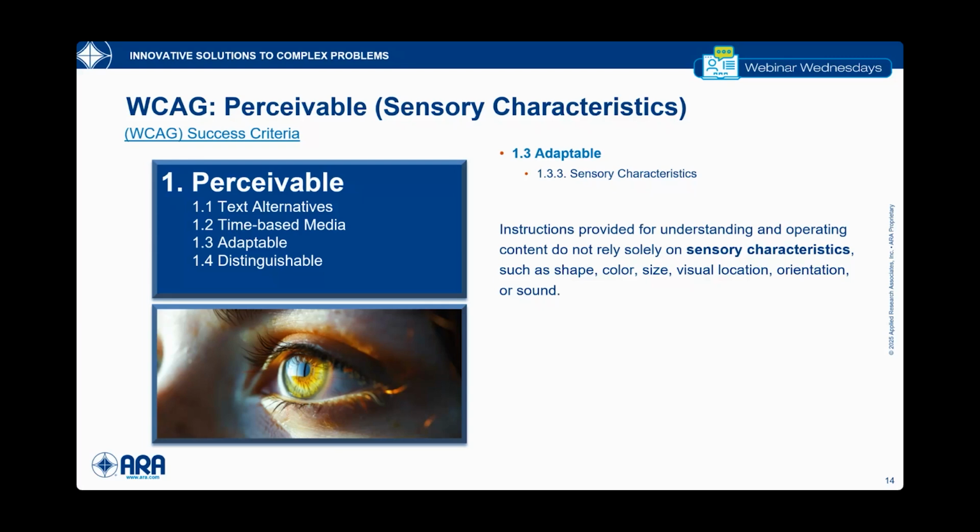To make these examples more perceivable, the instructions should be more descriptive or include labels that are clearly defined. Like instead of referring to the image on the left or the image on the right, maybe label them image A and image B. That way you can clarify without relying on sensory characteristics in your description.